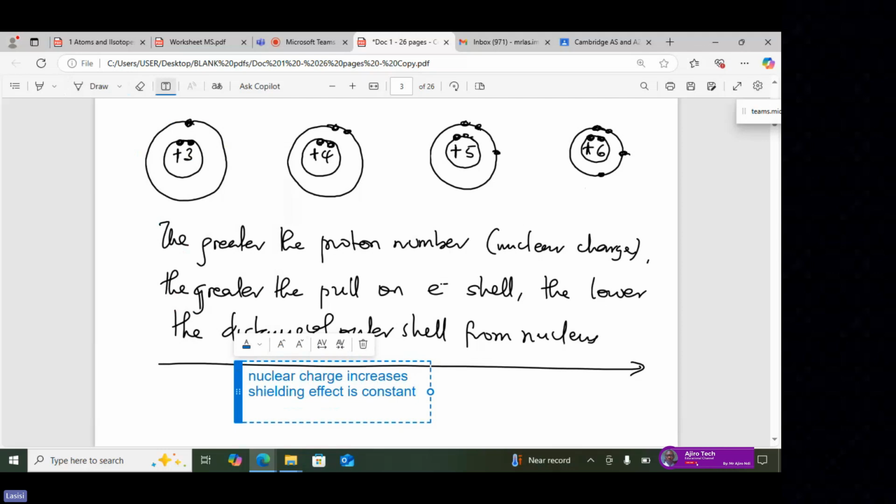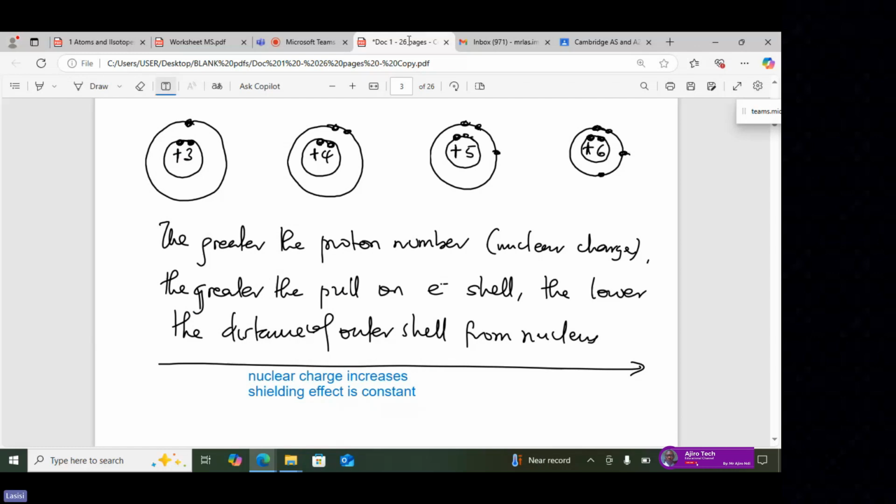So across the period here, nuclear charge is increasing. That's point 1. Nuclear charge means proton number. But shielding effect is constant. Is that correct? Then what happened to nuclear pull? It increases. Why is it increasing? Because of the increasing number of protons. The number of shells does not change. Nuclear pull increases, therefore distance decreases.